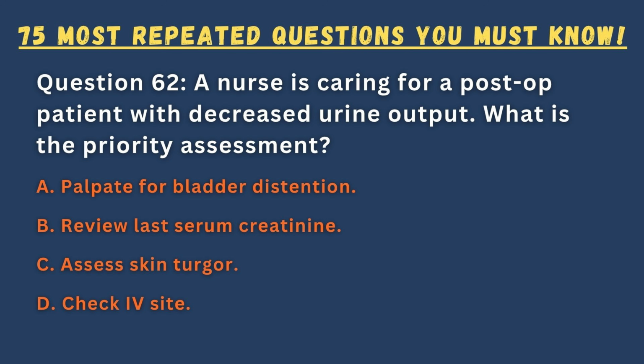Question 62. A nurse is caring for a post-op patient with decreased urine output. What is the priority assessment? A. Palpate for bladder distension. B. Review last serum creatinine. C. Assess skin turgor. D. Check IV site.